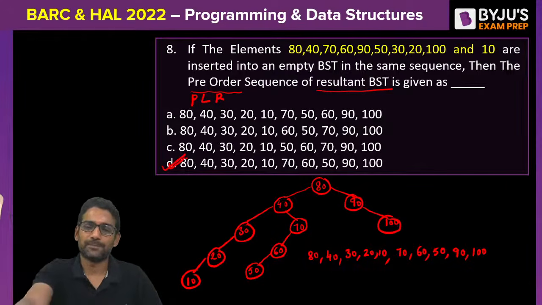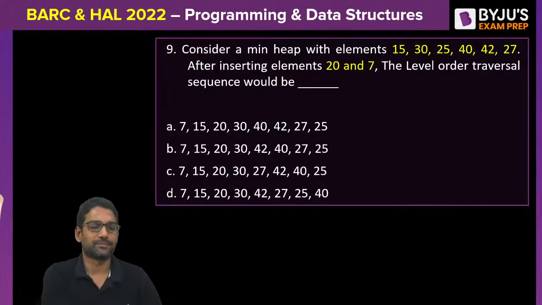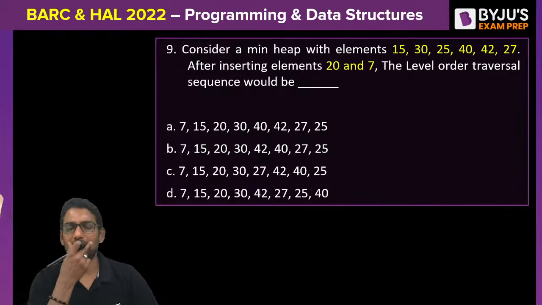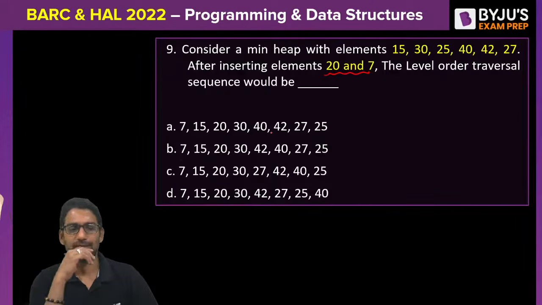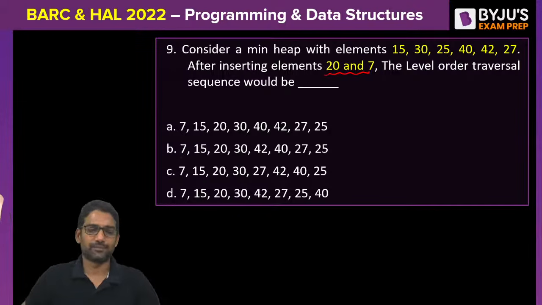Okay. Next question. Consider a min heap with elements. After inserting elements 20 and 7, the level order sequence would be. It is also a previous GATE question, dear friends, and definitely this model question might have come in the BARC exam also earlier. Definitely.